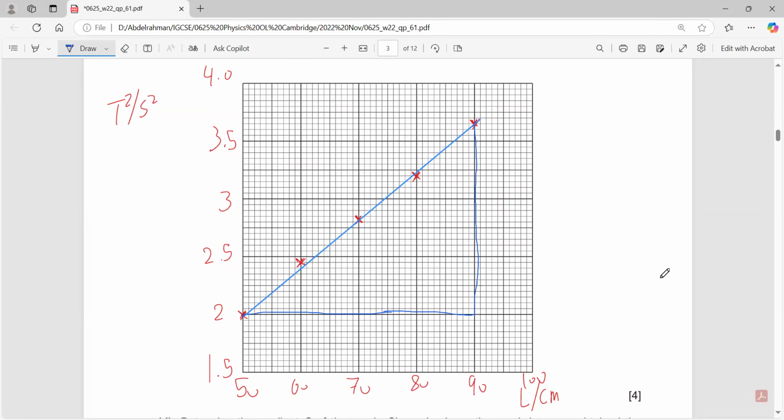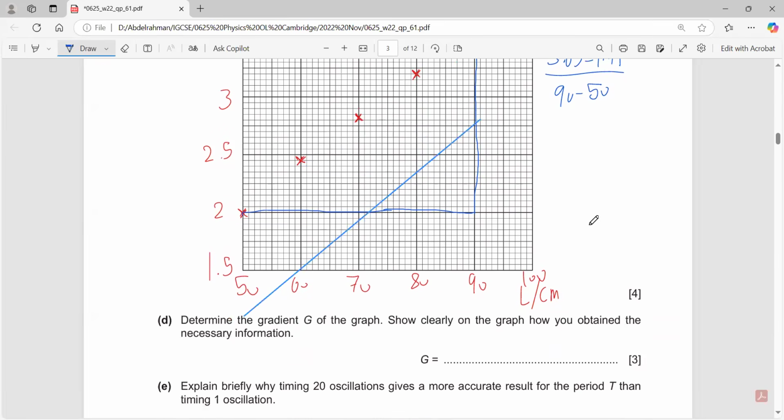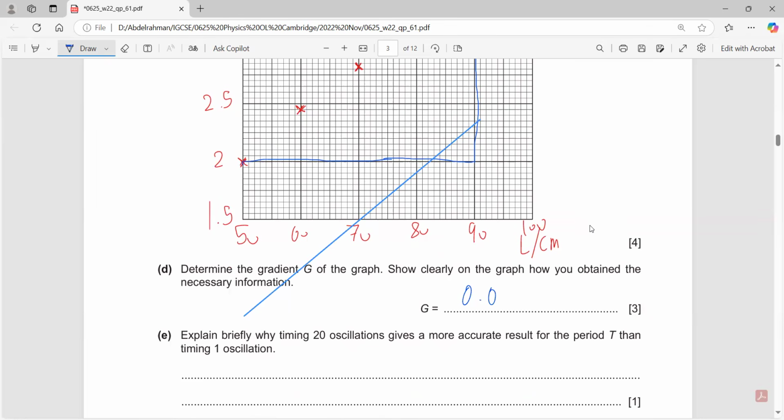Can I find the rise over run? Yes. You can calculate it as y2 minus y1 over x2 minus x1. But again, you must show it on the graph. You must draw this line. So y2 minus y1: 3.65 minus 1.99 over 90 minus 50. Let's calculate it. This would be 1.66 over 40, which is 0.0415. Okay, I can just remove the line now.